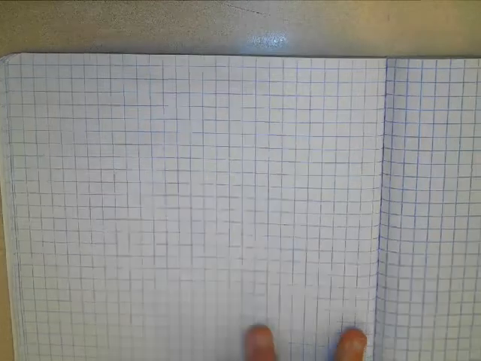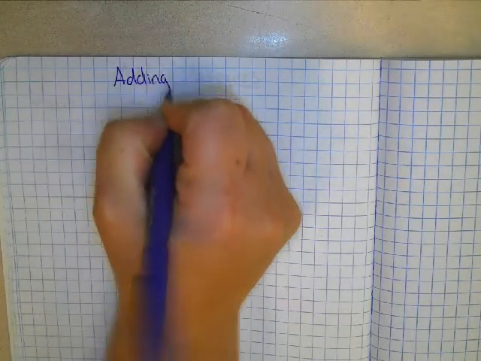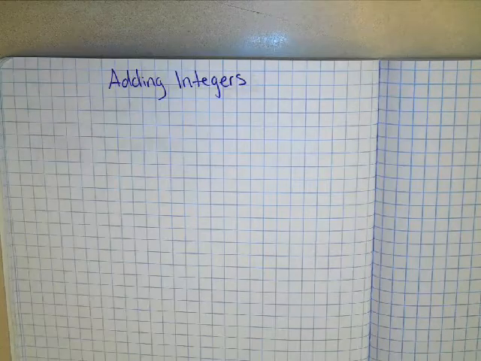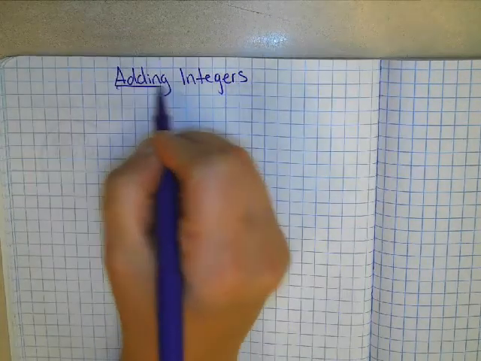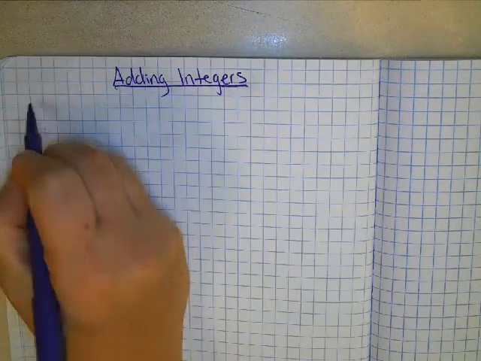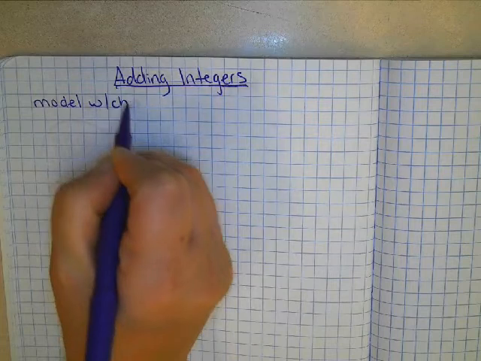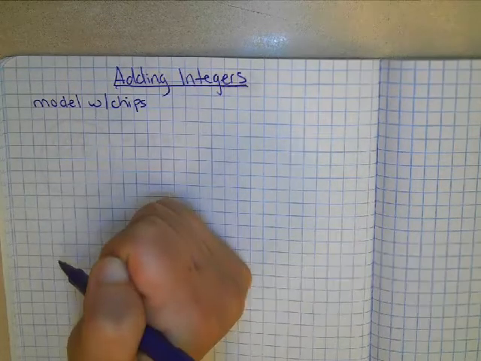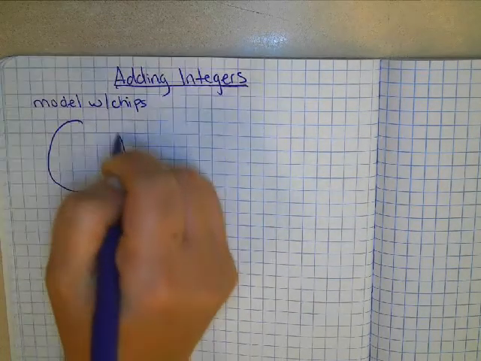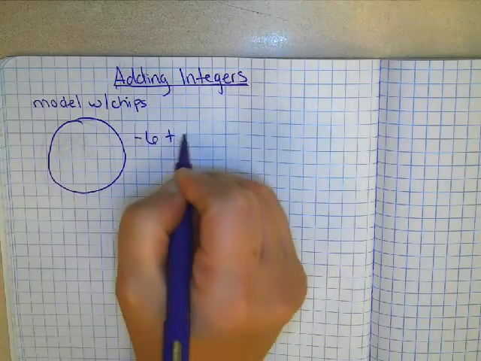So today we'll be adding integers. Okay, and we're going to start with looking at how to add integers by modeling with chips. So I'm going to give me a little bowl here to put my chips in, and we're going to start with -6 plus -4.